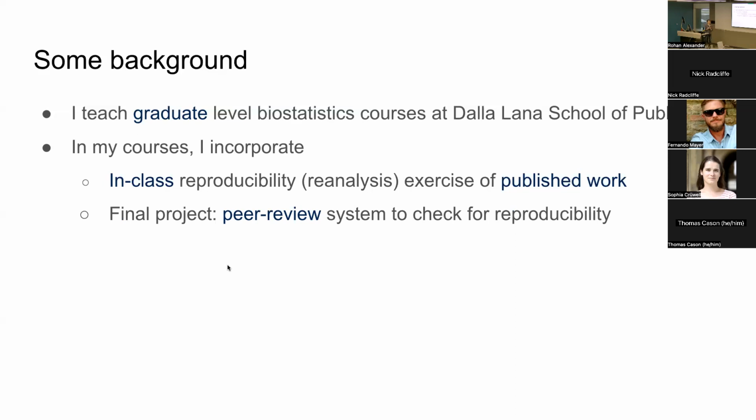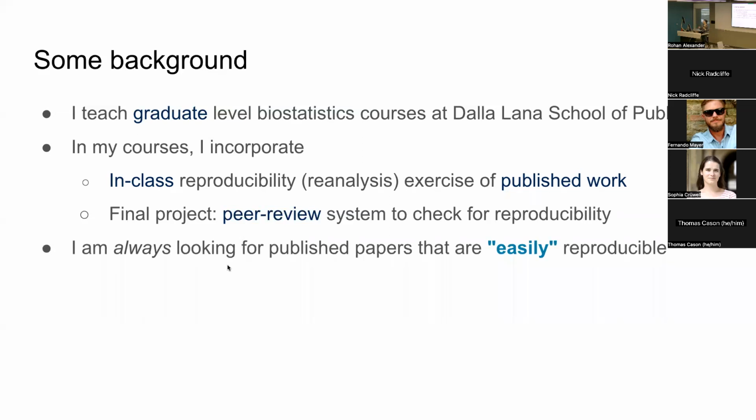So I require that their group final project, towards the end of the course, is fully reproducible. And I implement a peer review system for that. Because of the first exercise that I mentioned, I'm always looking for published papers that are easily reproducible. And I put easily in quotes because no published work is easily reproducible, or at least I've never encountered any papers that are easily reproducible. Correct me if I'm wrong. I would love to be corrected.